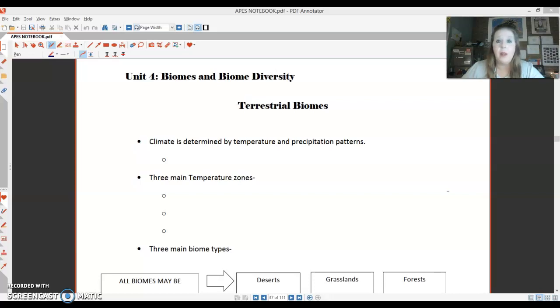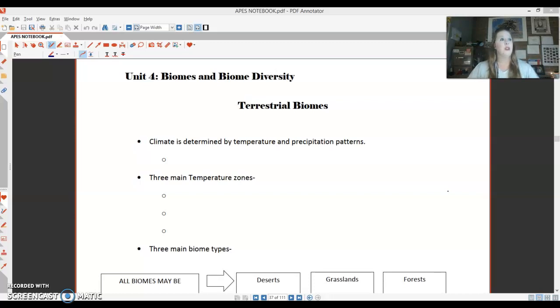Alright guys, so we're going to be starting Unit 4 today, in which we're going to be talking about terrestrial and aquatic biomes, and it eventually is going to lead us into talking about different types of species, endangered and invasive. Alright, so I know that you guys remember the basic biomes from elementary school, but there are specific characteristics that you need to know for each one. So we're going to go through all of those right now.